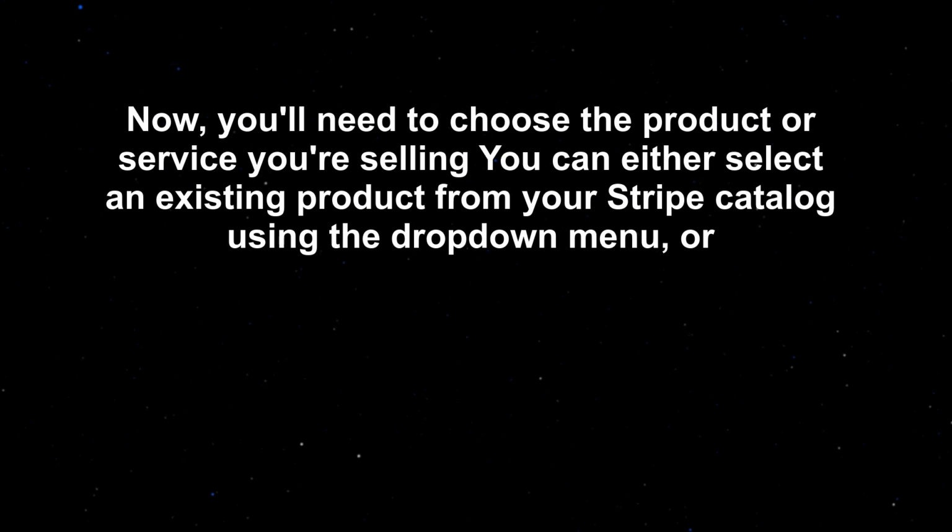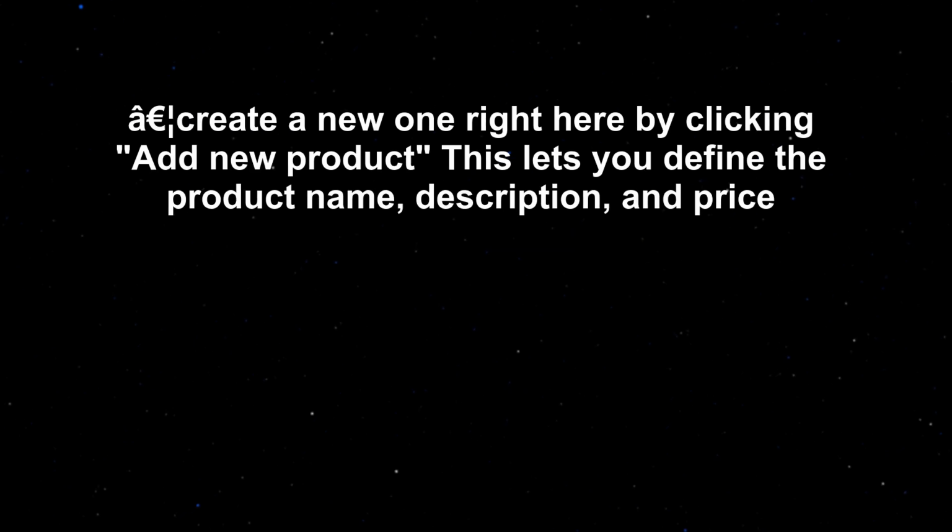Now, you'll need to choose the product or service you're selling. You can either select an existing product from your Stripe catalog using the drop-down menu, or create a new one right here by clicking Add New Product. This lets you define the product name, description, and price.